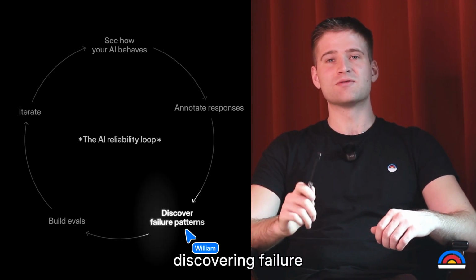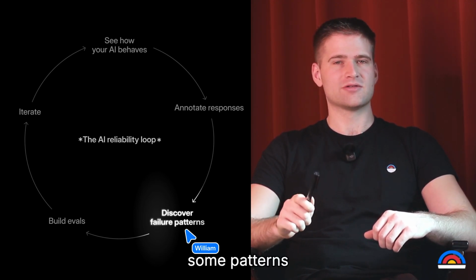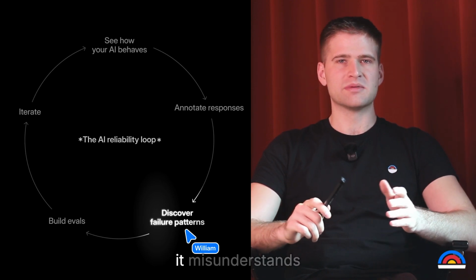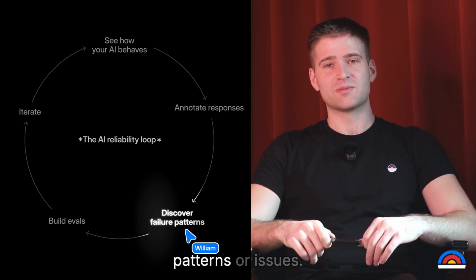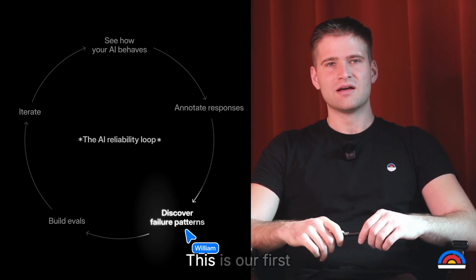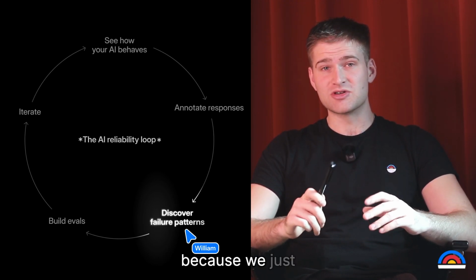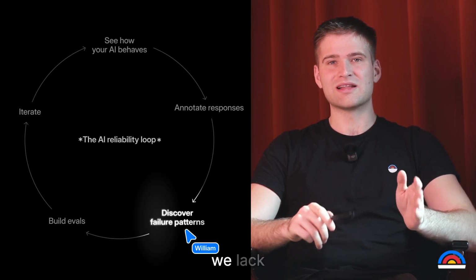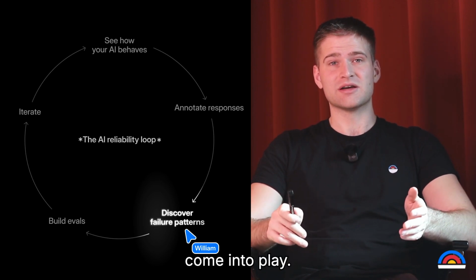Step 3 is discovering failure patterns. Once a good sampling of logs are annotated, you can begin to see some patterns emerge. Maybe the tone is off, maybe it misunderstands certain intents, maybe it hallucinates policies. These are what we call failure patterns or issues. This is our first indication of the problems that need to be solved with our AI. However, because we just annotated a small sampling of logs, we lack an understanding of the scale of each of the issues. That is where evaluations come into play.